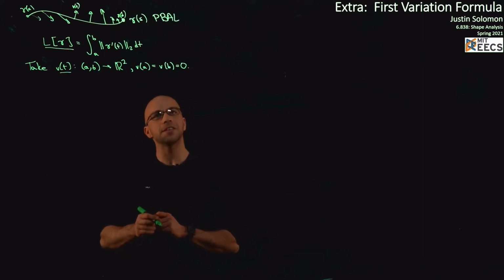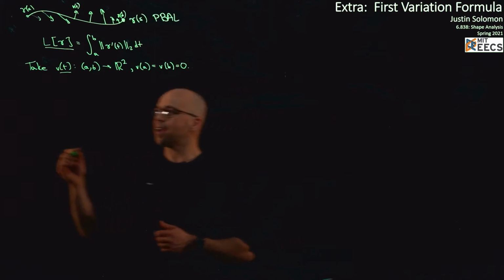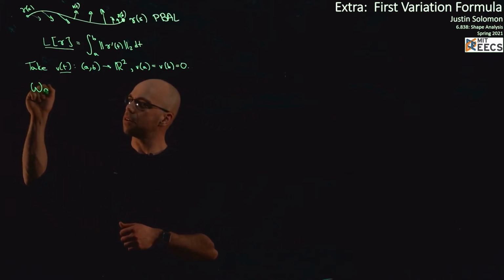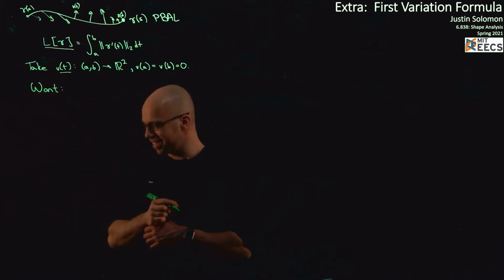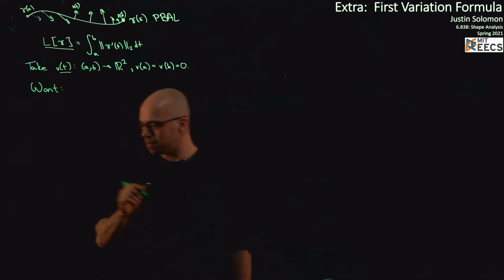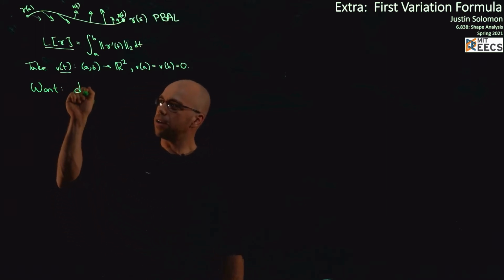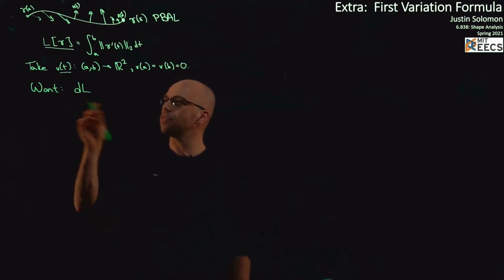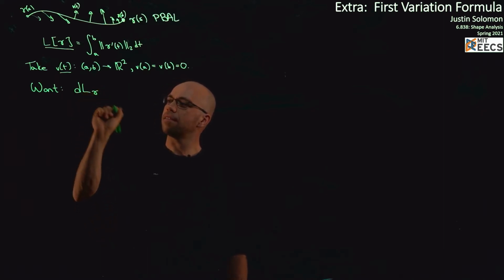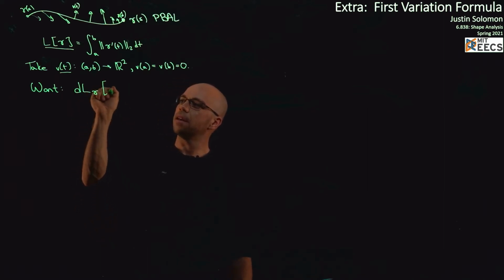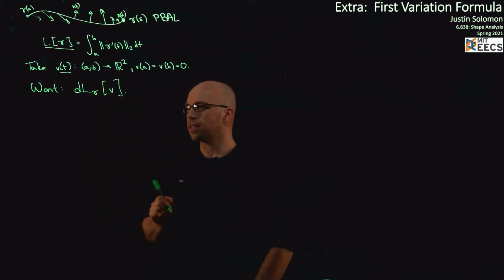So in our notation from 2 lectures ago, what we're after is the following. What we want is to compute the first variation, or the Gateaux derivative of arc length, centered at the curve gamma in the v direction.